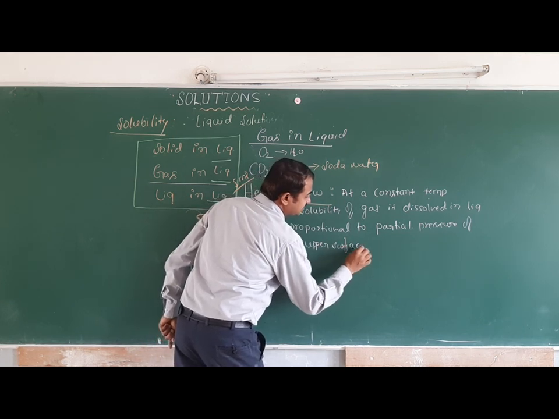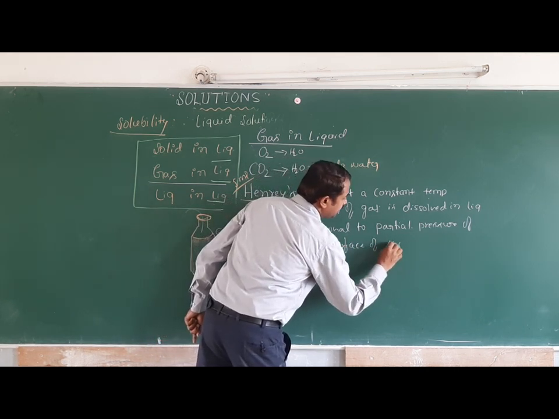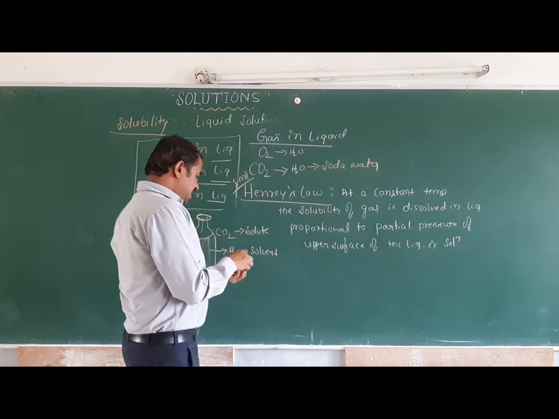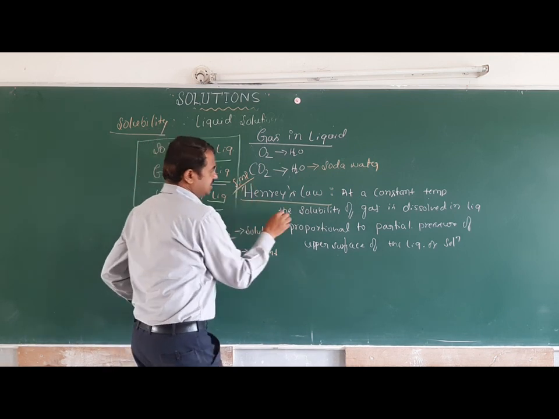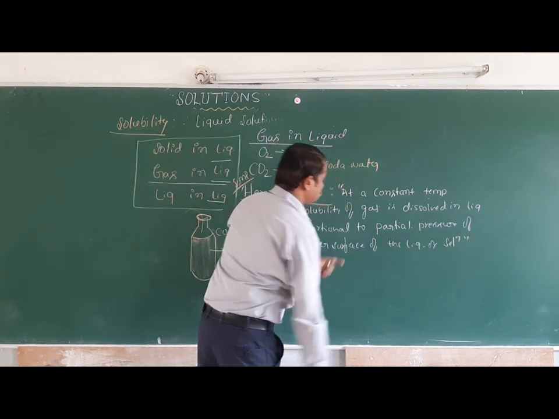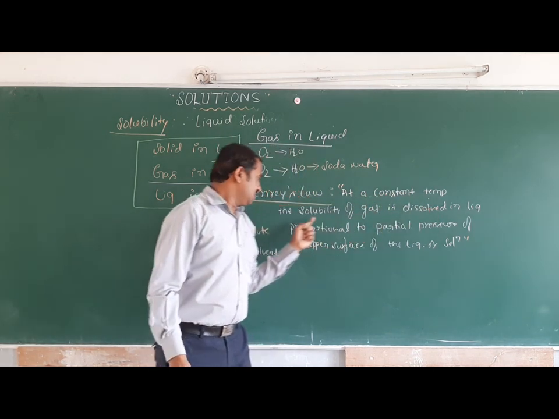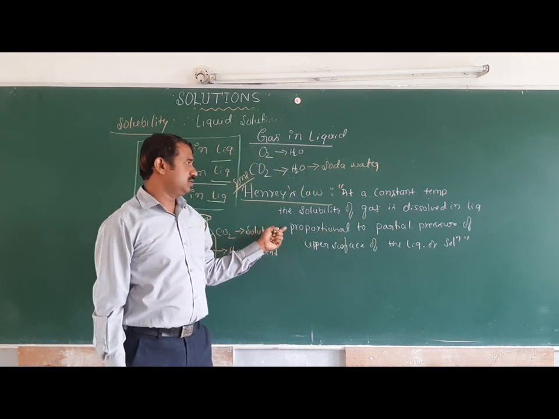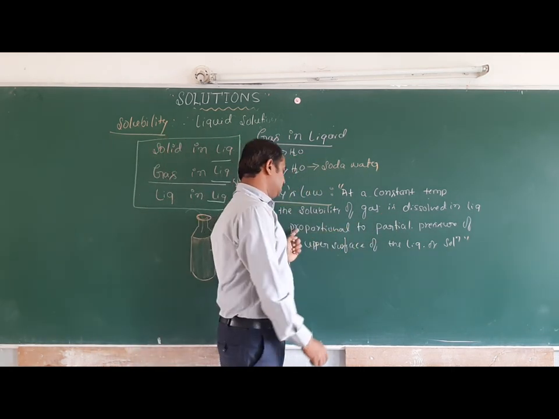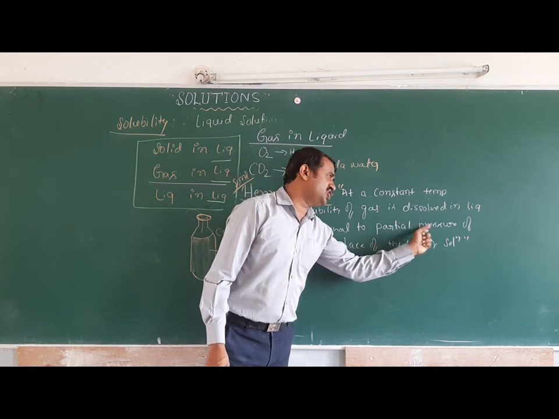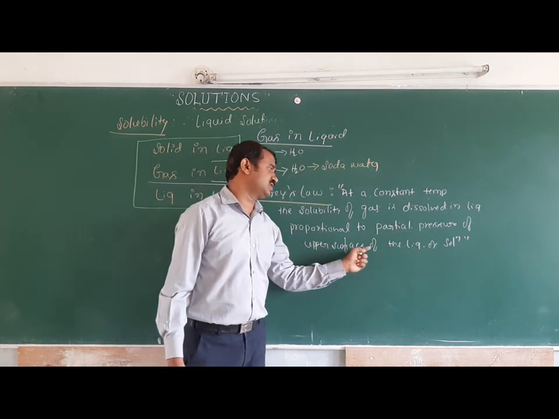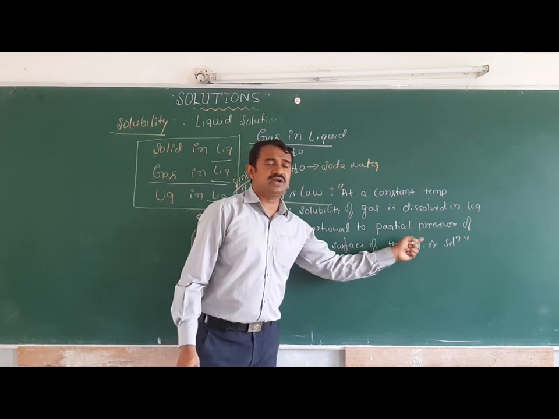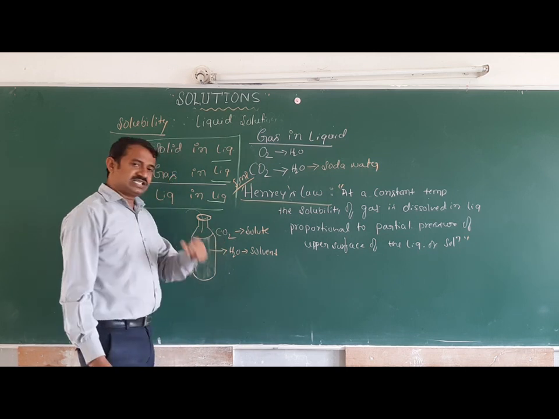Upper surface of the liquid or solution is called Henry's law. At a constant temperature, the solubility of a gas dissolved in a liquid is directly proportional to the partial pressure at the upper surface of the liquid. Partial pressure at the upper surface of the liquid or solution is called Henry's law.